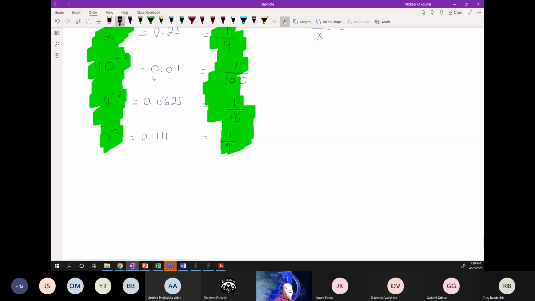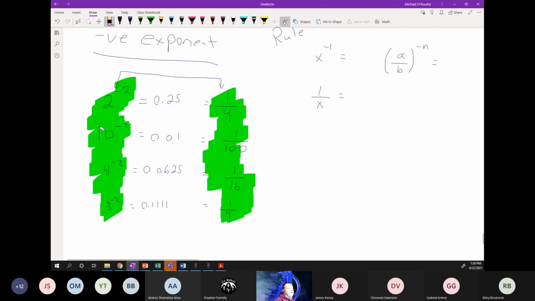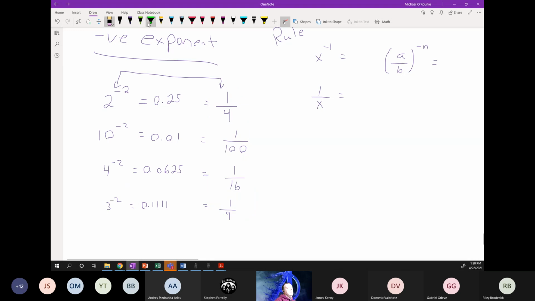Good. Olivia said it there as well. The denominator here is the same as this squared. So would you guys agree with me that this is true? Those are all equal? And this would be equal as well. 1 over 10 squared, 1 over 4 squared, and 1 over 3 squared. Do you guys agree with me that those are equal?